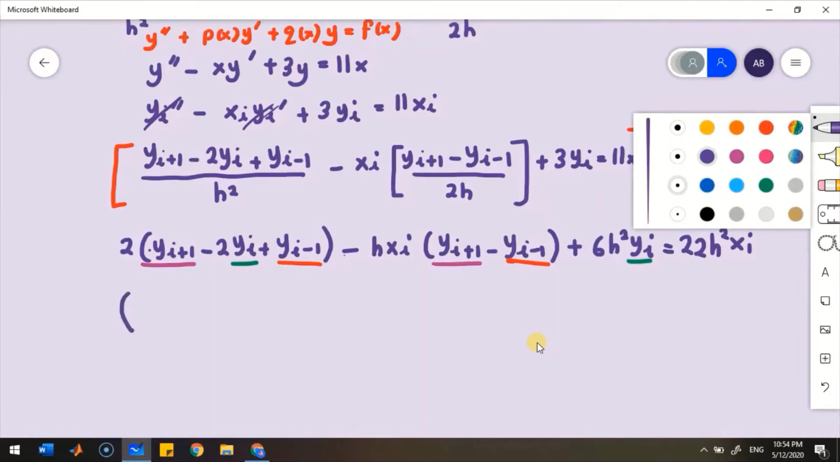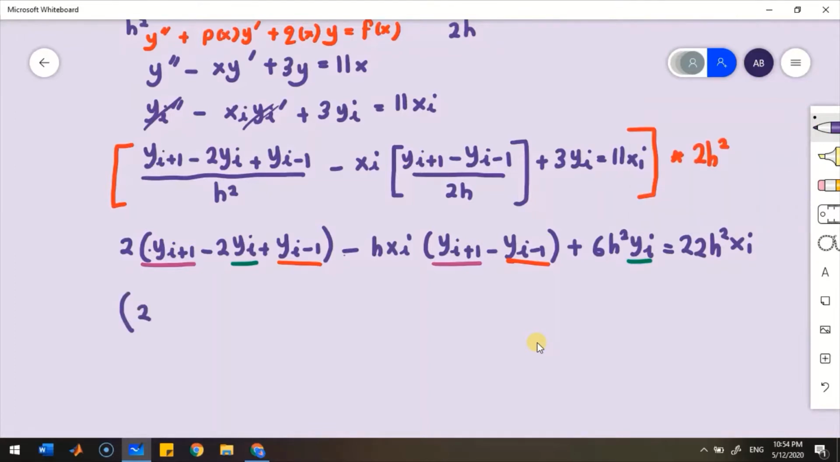So I have 2 minus hxi yi plus 1 plus negative 2 plus 6h squared yi. Okay, no. 2 times negative 2, negative 4. Okay, negative 4. Maybe I can erase this. Just be careful. Okay, because if you make a mistake here, the rest of the solution will be wrong.